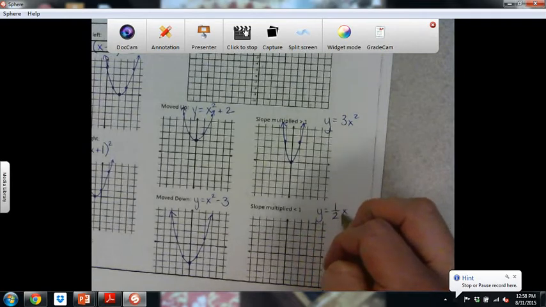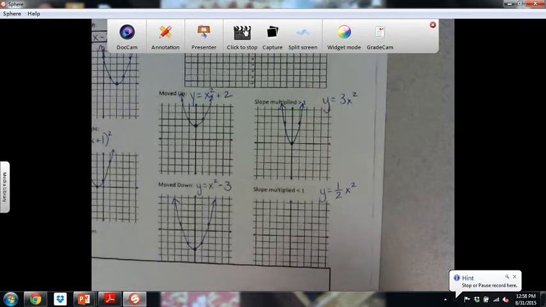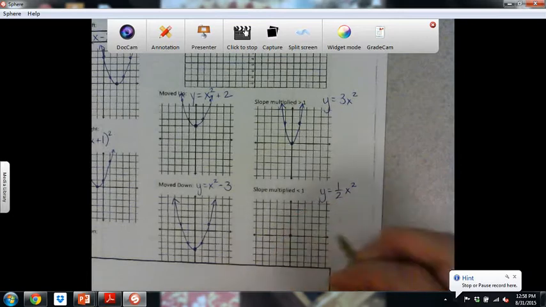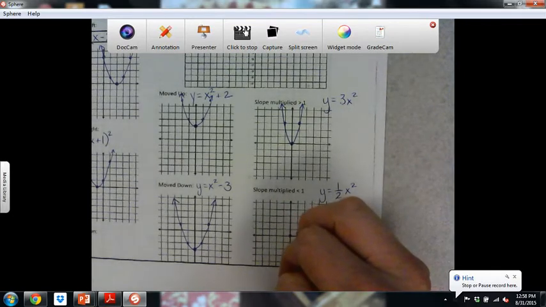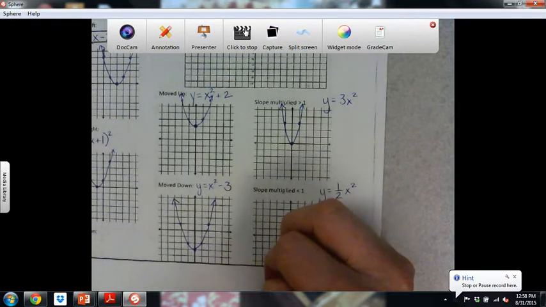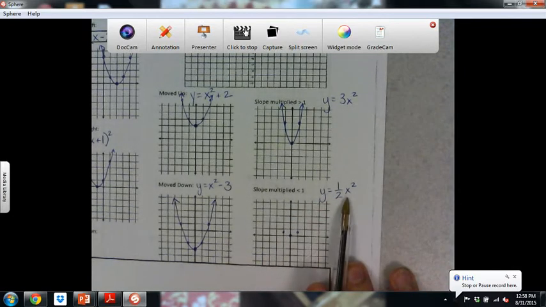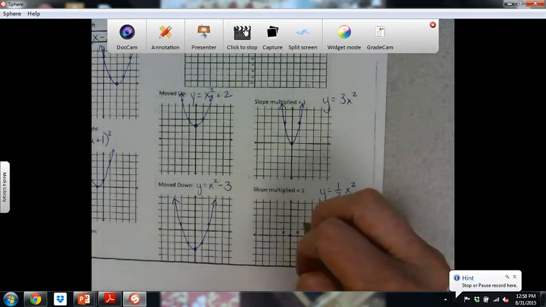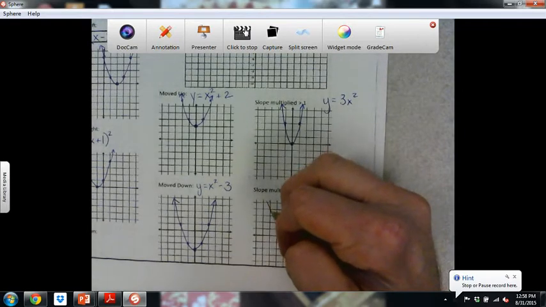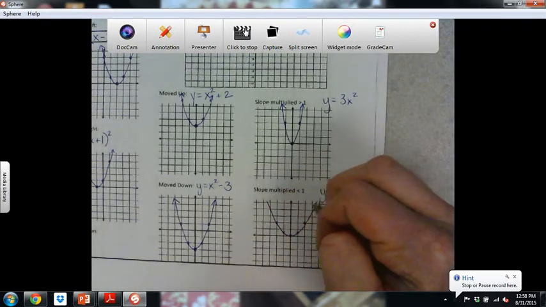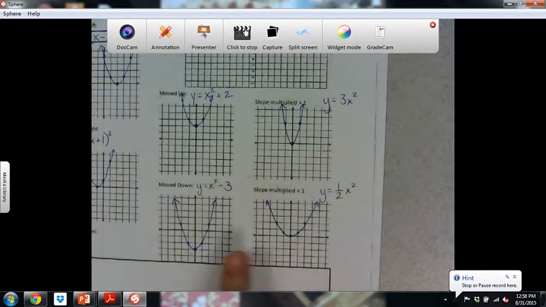Or I could do something like y equals 1/2 of x squared. 0, 0 will stay where it is. But now if I plug in 1, I only get to go up a half. So 1/2 here and 1/2 here. If I plug in 2, for example, 2 squared is 4. Half of 4 is 2, would put the next point here and here. And so I'm just plugging in points to kind of help me with the shape. But this is a vertical compression. This is wider than this one.